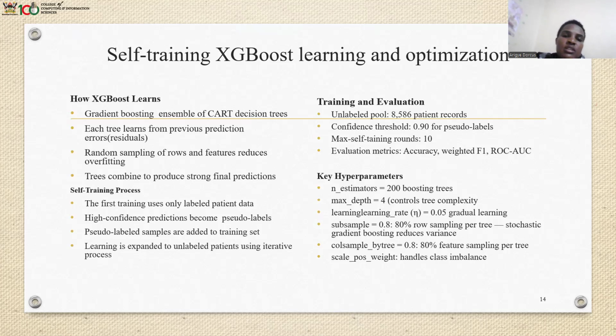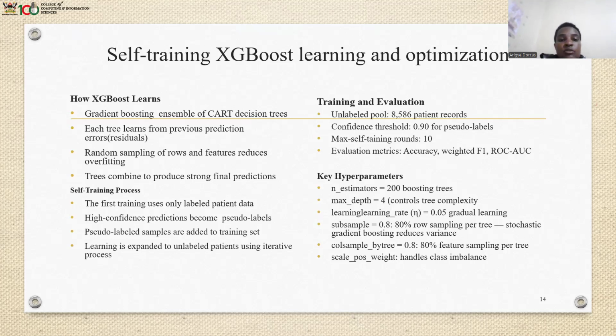This process repeats for hundreds of rounds, and each tree is built using a random subset of the data and a random subset of the features. This randomness is what prevents the model from overfitting to the noise in our clinical dataset.